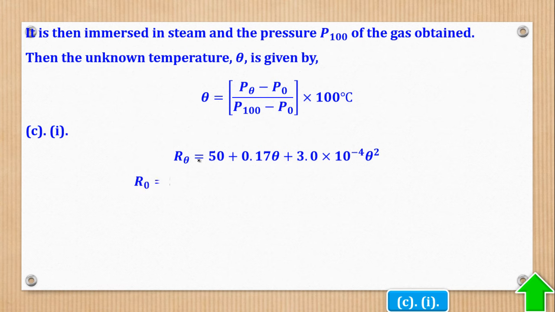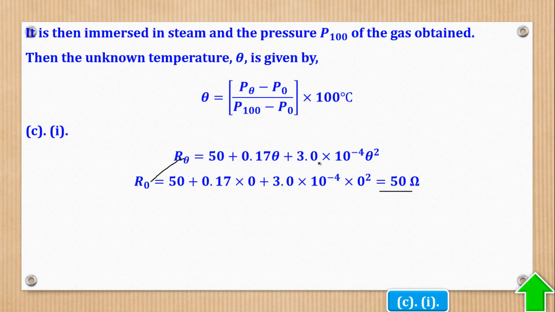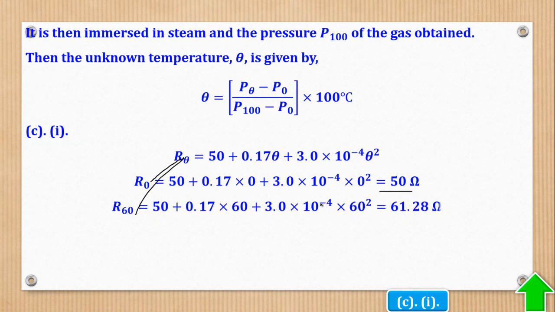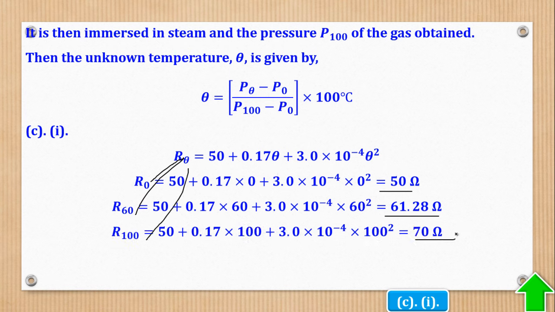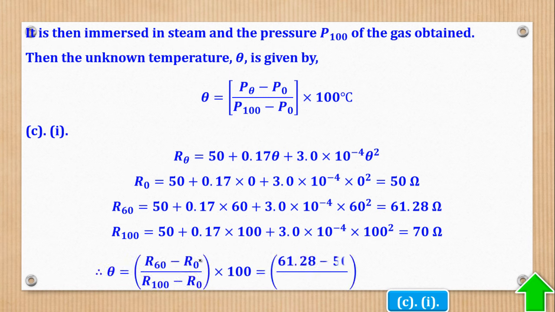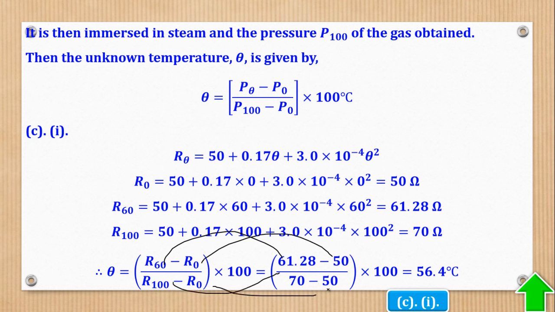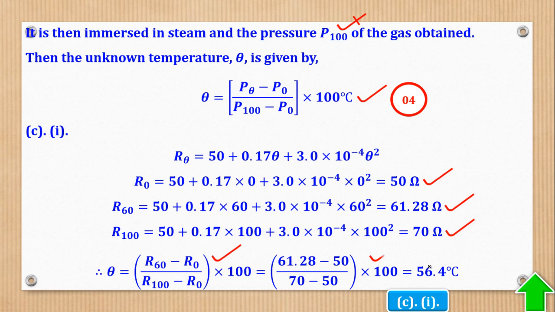That is the given equation. So we shall get temperature at 0. When theta is 0, we shall come up with that resistance. When theta is 60, come up with that resistance. When theta is 100, come up with that resistance. Then from there I can quote the formula. Substitute R60, R0, R100, R0 times 100 to give you 56.4 degrees Celsius. And that's what they wanted.